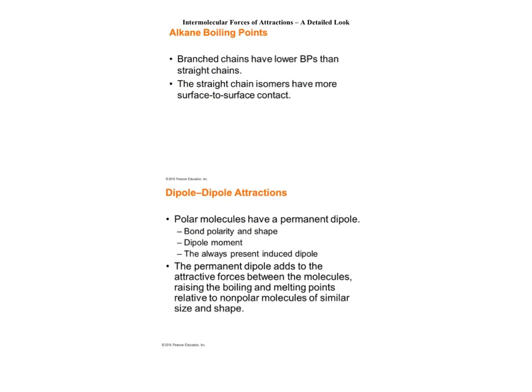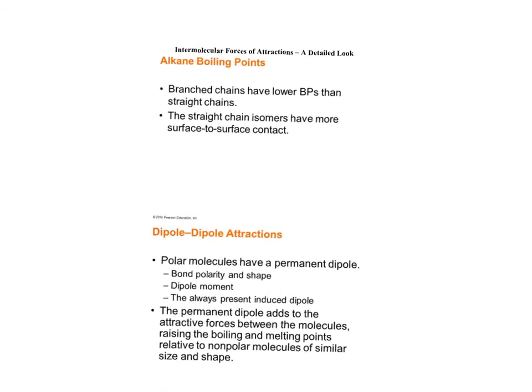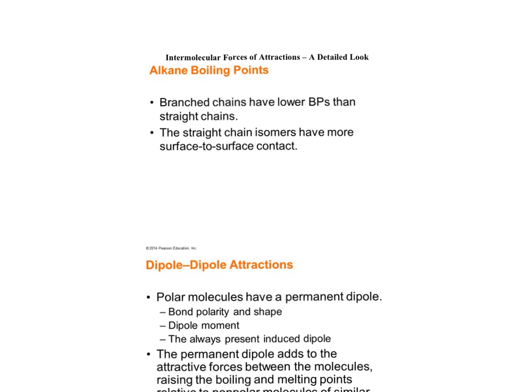And in order to beat you over the head with stuff, some general thoughts, and you can explain this now because of what we just said about shape. Branched chains tend to have lower boiling points than straight chains with the same molar masses, and that's because the straight chains have more surface-to-surface contact, so there are more interactions, and those take more energy to break apart than the branched chains. So the branched chains have lower boiling points.